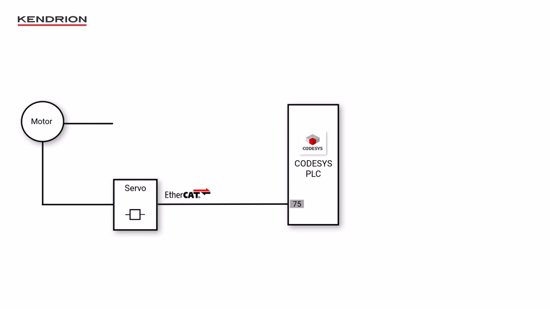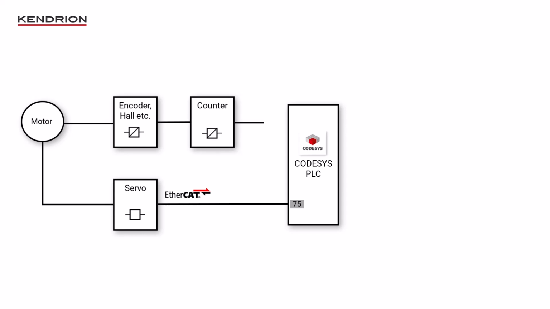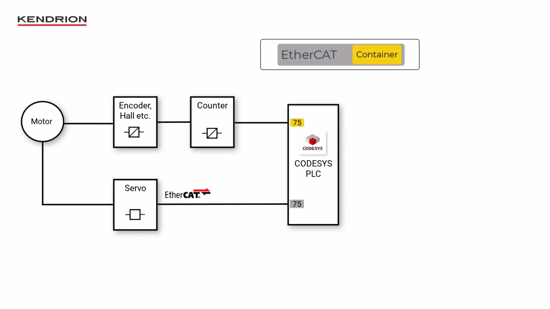For the second signal, we now use a Hall sensor, present in the motor, or otherwise a second encoder. In order to read this source and transmit it via a separate path, we now need a suitable counter module. This counter module sends the position data to the controller via a safety container. The safety container is part of the cyclic EtherCAT frame and contains a safe protocol with a position value.